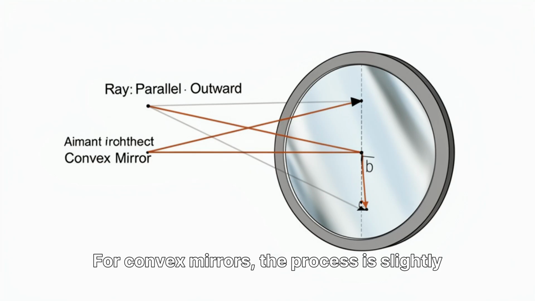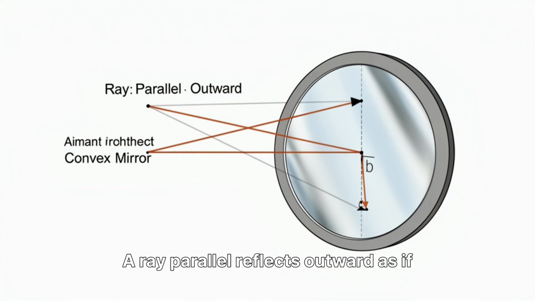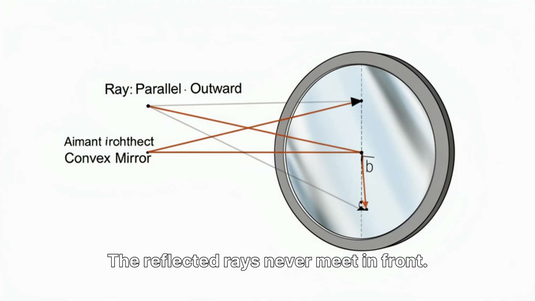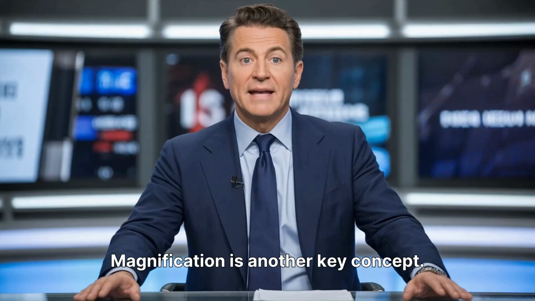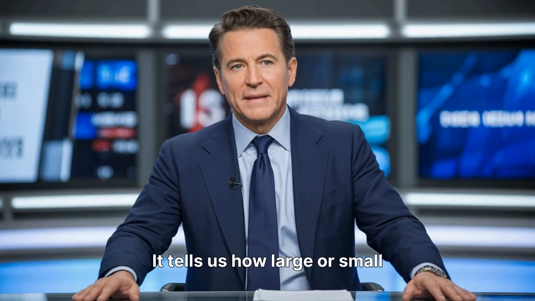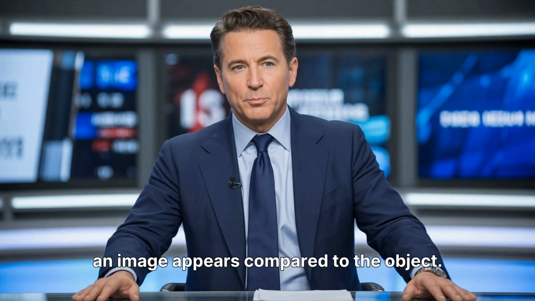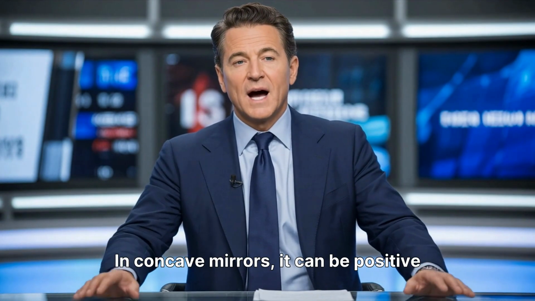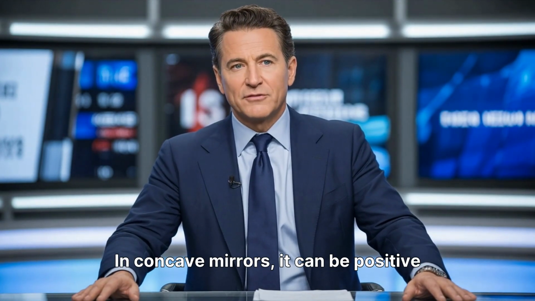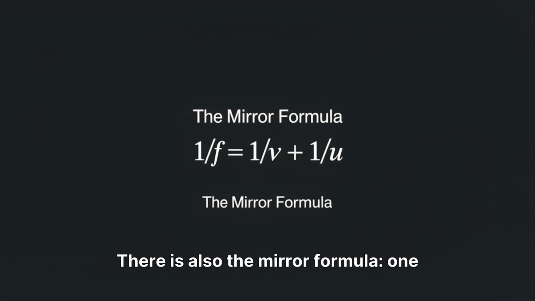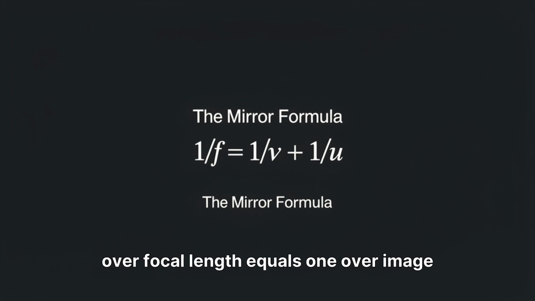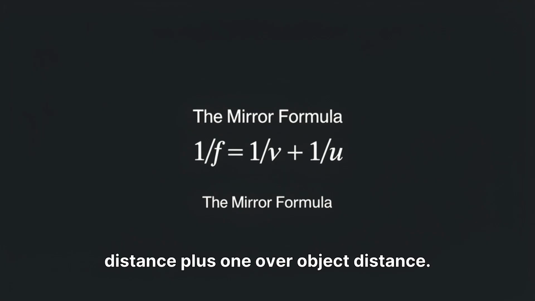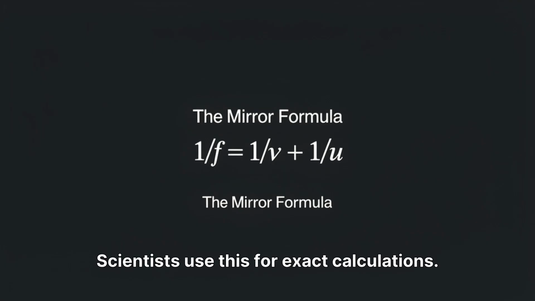For convex mirrors, the process is slightly different. A ray parallel reflects outward as if it came from the focus behind. The reflected rays never meet in front. Magnification is another key concept. It tells us how large or small an image appears compared to the object. In concave mirrors, it can be positive or negative. There is also the mirror formula, 1 over focal length equals 1 over image distance plus 1 over object distance. Scientists use this for exact calculations.